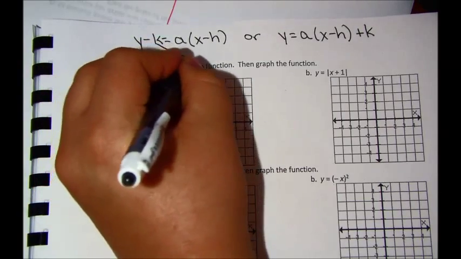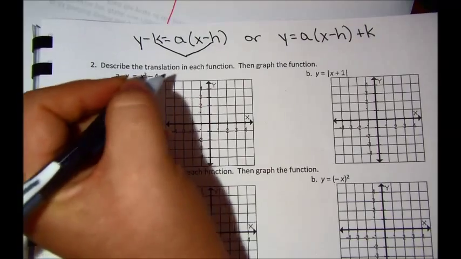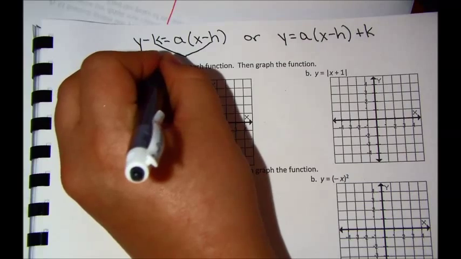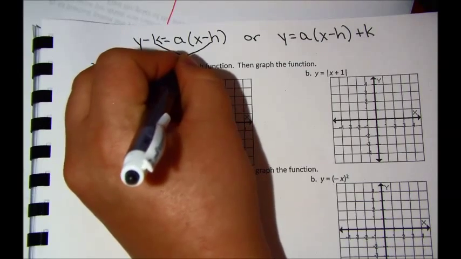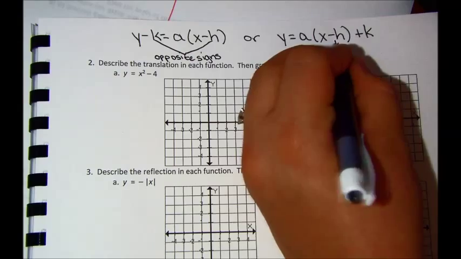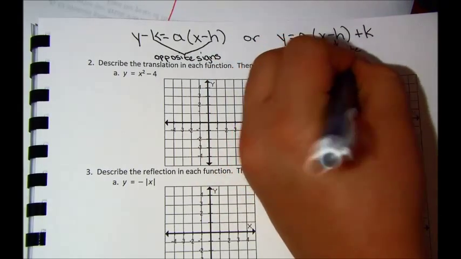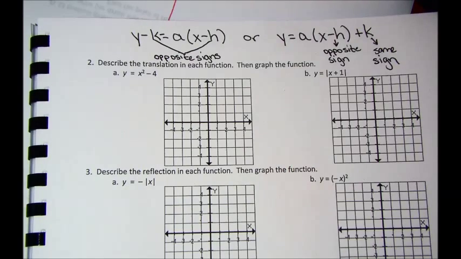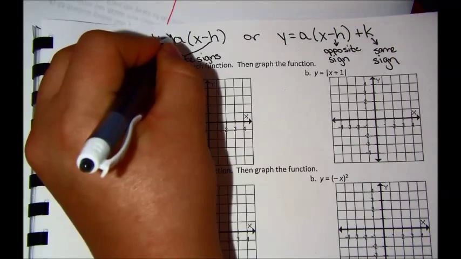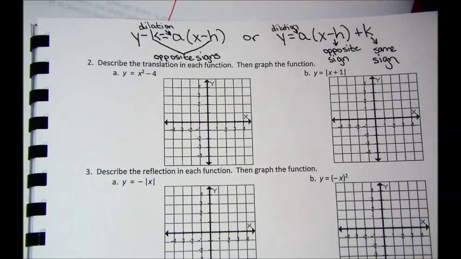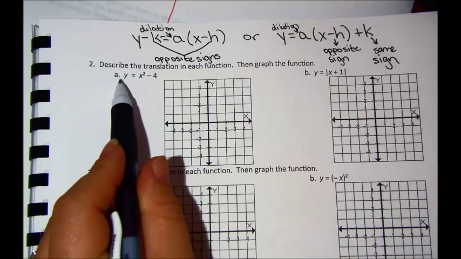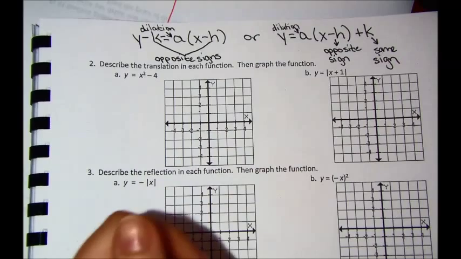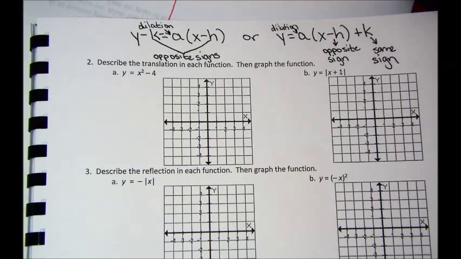Now, the differences between these two are very slight. The differences are h and k. In this equation, you have to change them to opposite signs when they come out of the equation. Over here, h changes to an opposite sign, but k gets to remain the same sign. A is where we get our dilation. So this equation, I can rewrite so that it looks a little bit closer to where I can see h and k. It already looks closer to the second one.